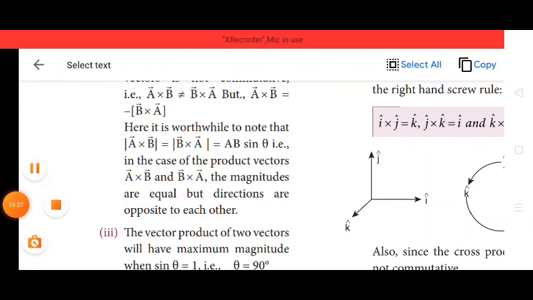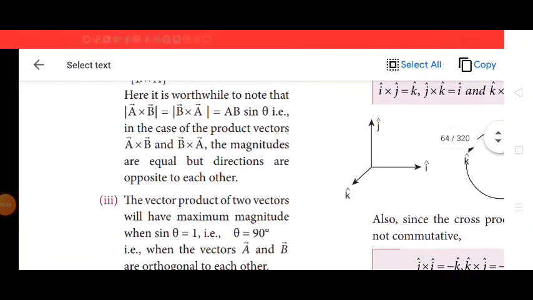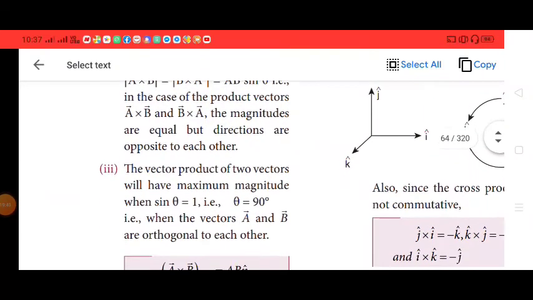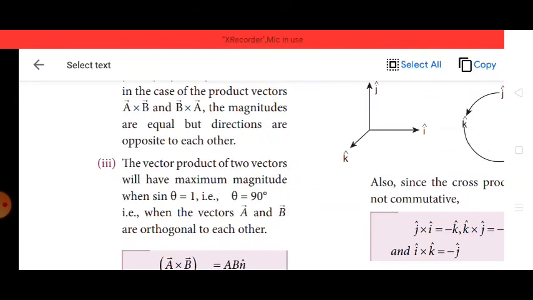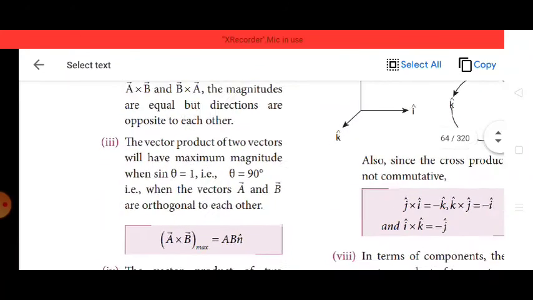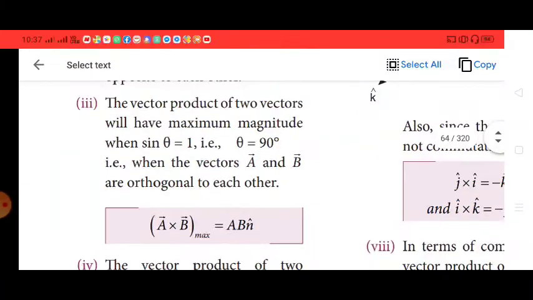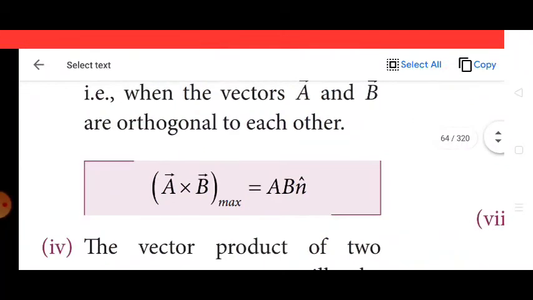Third point, the vector product of two vectors will have maximum magnitude when sin theta is equal to 1, that means theta is equal to 90 degrees. That means when A vector and B vector are orthogonal to each other. Orthogonal means perpendicular. So A vector cross B vector is equal to a, b, and n cap.